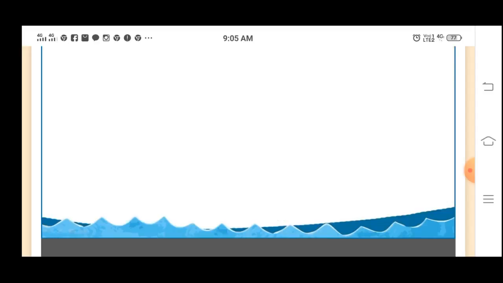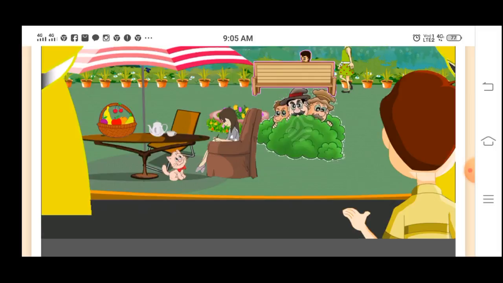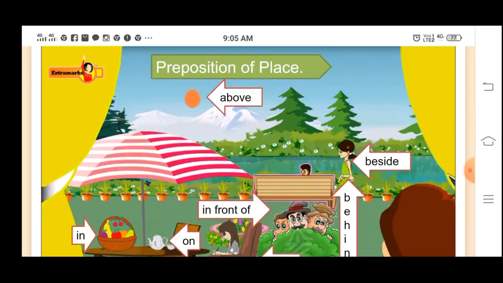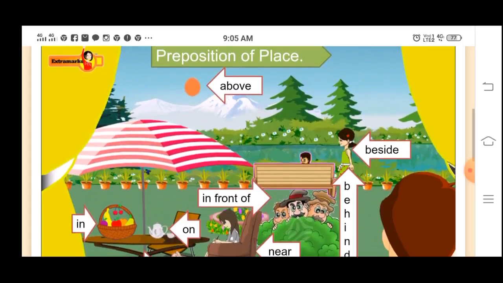Preposition of time. Prepositions are also used to denote time. For example, at. It denotes a definite. Preposition of place. There are a number of prepositions that are used to denote place. The following example would help you to understand the usage in a better manner.